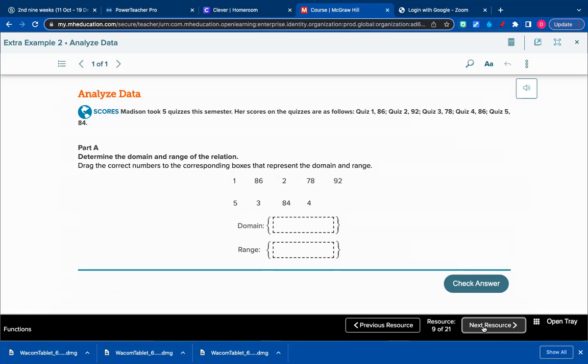I'm thinking 1, 2, 3, 4, and 5, right? Quiz 1, quiz 2, 3, 4, and 5. Let's see if I can drag these over. 1, 2, 3, 4, and 5.